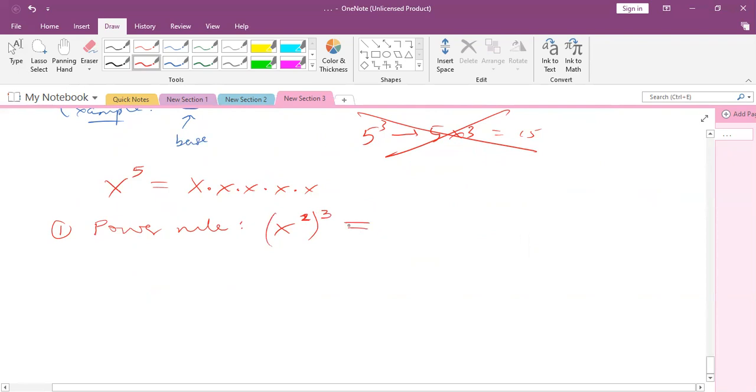The power rule says that you multiply out the exponents. So this is equal to x to the power 2 times 3. So it becomes 6, right? You multiply out the exponents. In other words, let's put that in variable form. You have x raised to the power m, all this raised to the power n. You have x to the power m times n. That is the power rule.